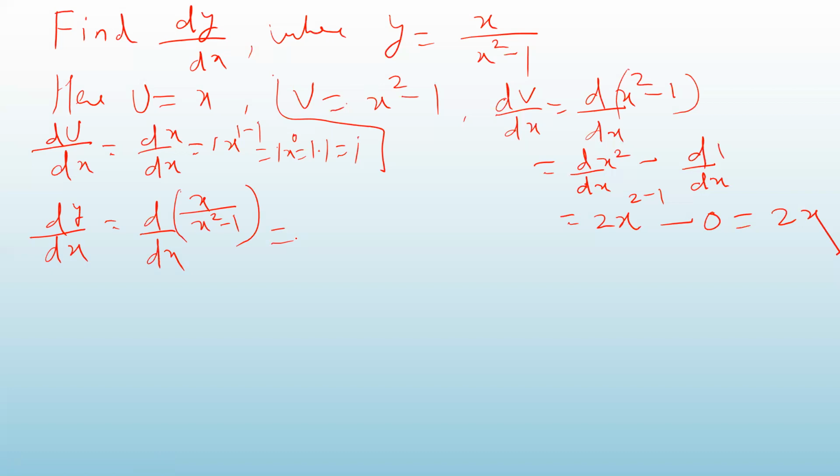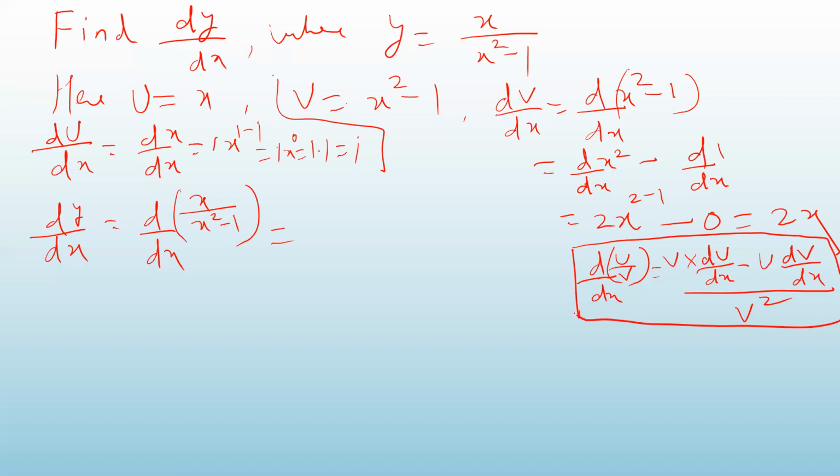So apply your rule. What does the rule say? If you want, I can write it down here. Derivative of u upon v is v into derivative of u minus u into derivative of v, divided by v square. This is the rule. We are applying this rule in all our problems today. Derivative of u upon v is v, that means the denominator will come first. What is the denominator? V, x square minus 1.